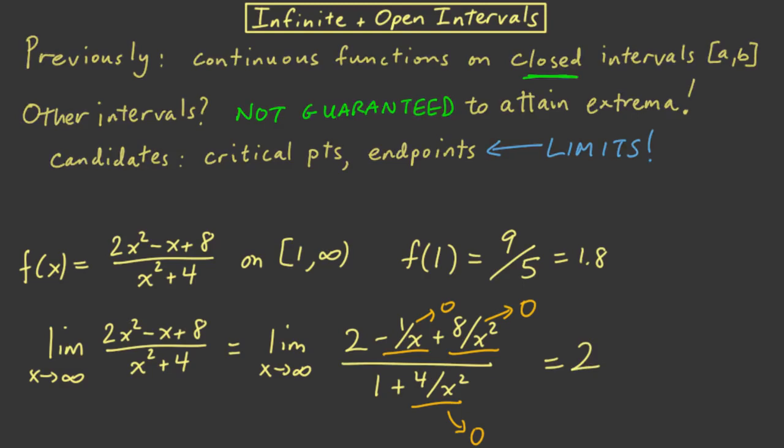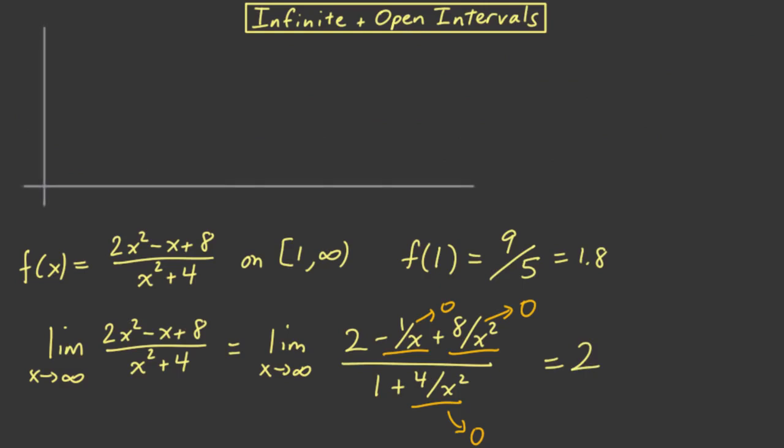Okay, let me clear some space, and then we can start drawing some of this. f(1) we said was 1.8. So this point here is on the graph. And then the limit as x approaches infinity is 2. So we're going to have this asymptote as x goes off to the right. What happens in the middle?